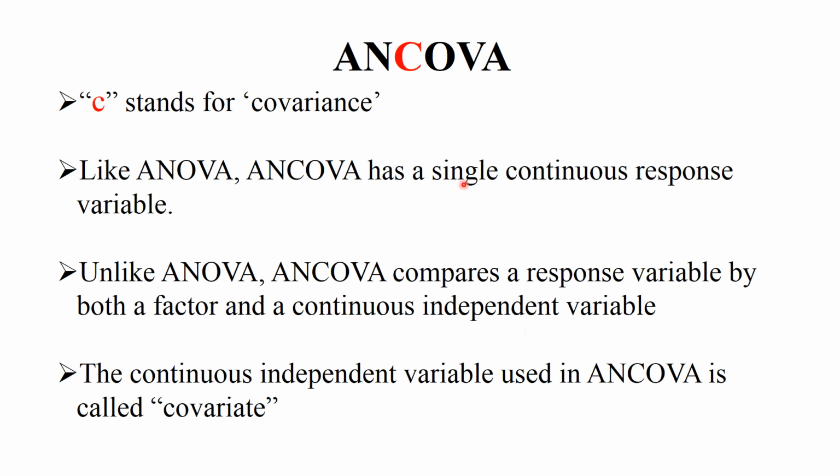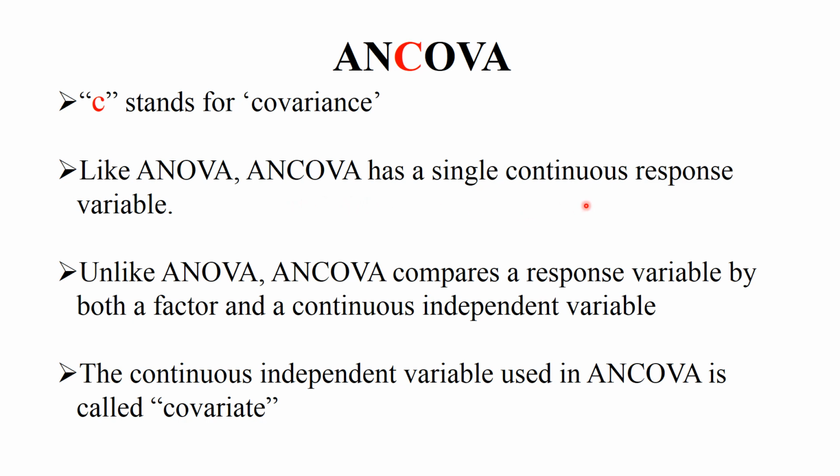So first, ANCOVA. Here a C is added, so it's a similar thing to ANOVA. Additionally, we just add a covariate. So ANOVA, whenever added with a covariate, is called ANCOVA. So it's like ANOVA.